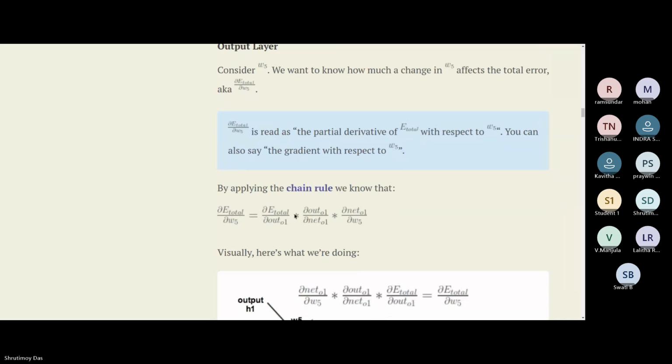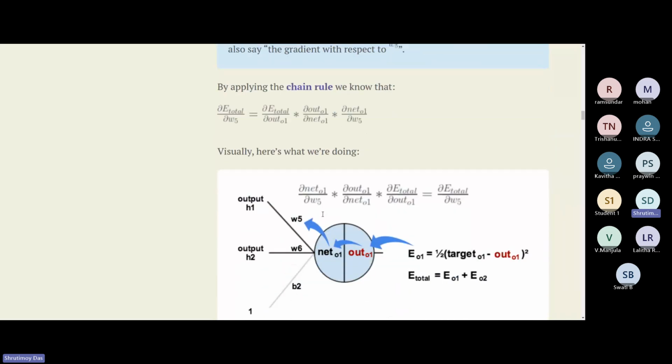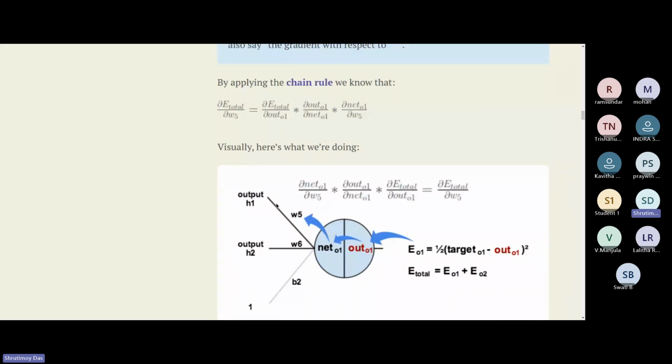So how does the loss depend on W5? This is the loss that you have here on the right hand side. Hopefully you're able to see my cursor. This loss depends on the output O1. This output O1 depends on this pre-activation, and then this depends on W5. So there are three levels of dependency. That is how you write this backpropagation, this chain rule.